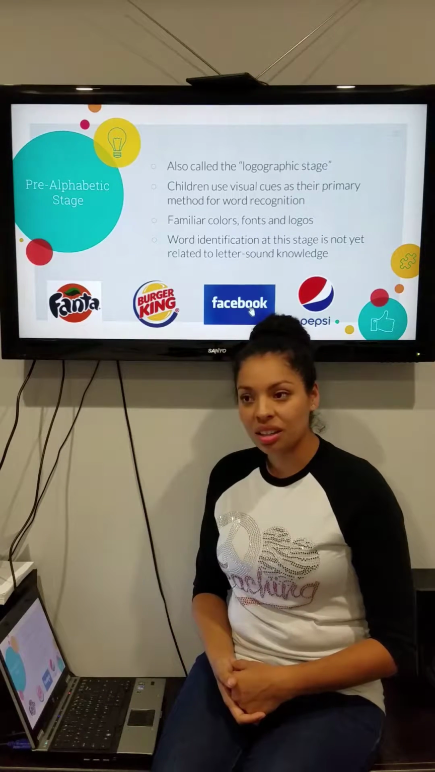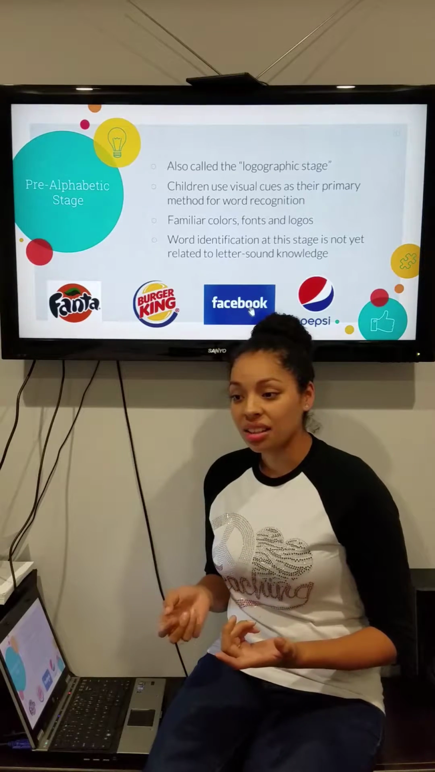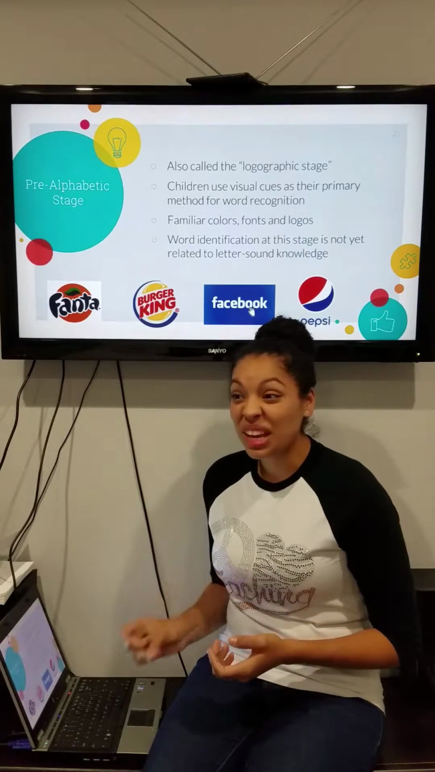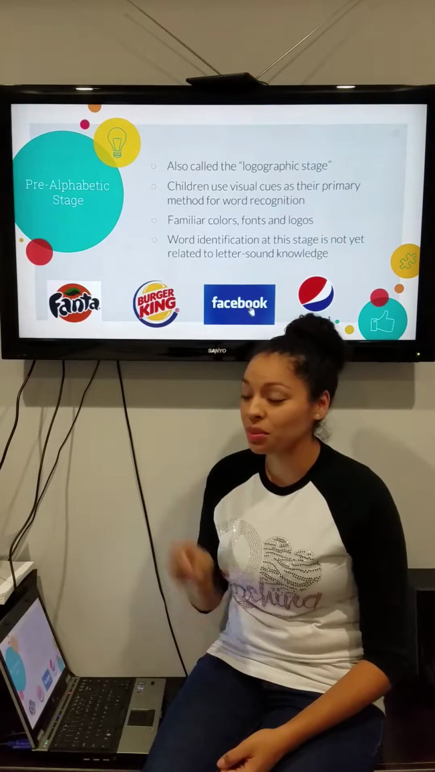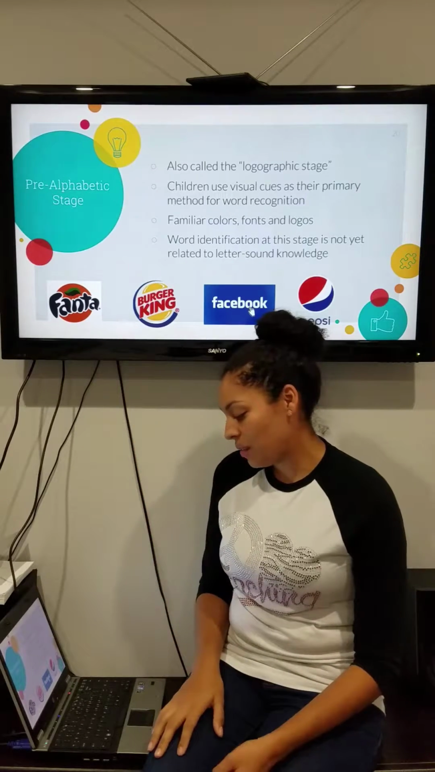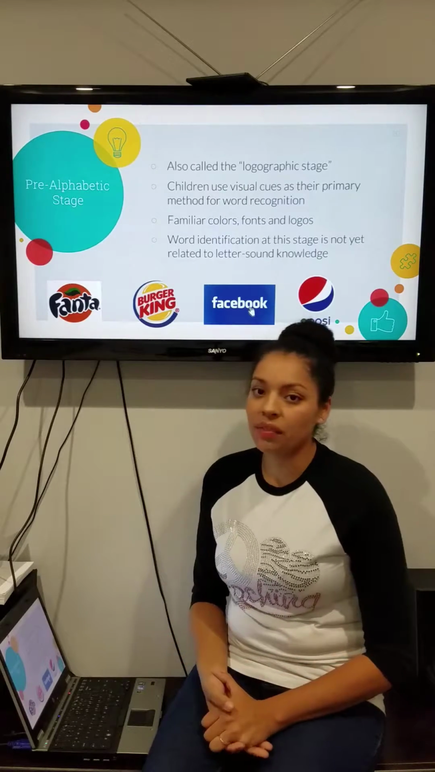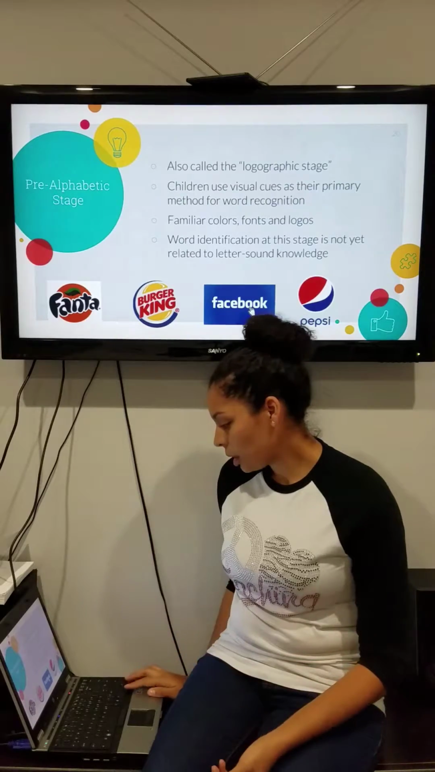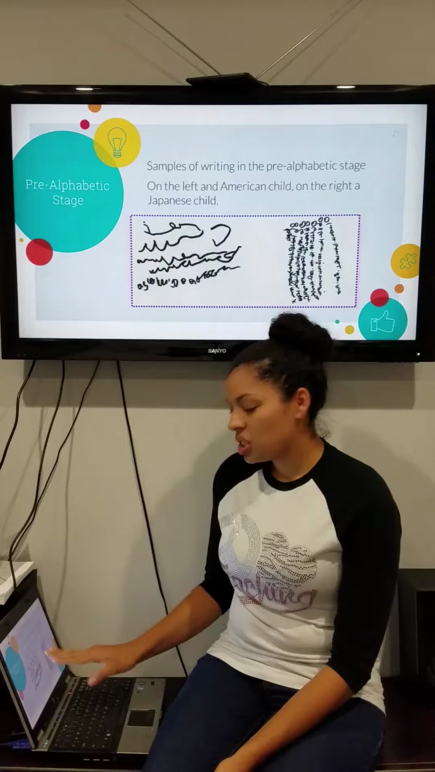I did have a year where I was assessing letter names and sounds, and we came upon the letter F, and the child immediately yelled, "That's Facebook." He didn't know the name of the letter, but he told me that was Facebook because it looked like the lowercase F on the logo. And this child was obviously at the pre-alphabetic stage, didn't recognize the letter, but he did recognize the logo. So here's an example of the pre-alphabetic stage, and they're just samples of writing.